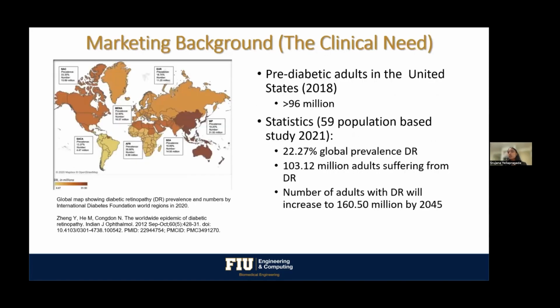Moving on with the clinical need, according to a 59 population-based study in 2021, 103.12 million adults suffer from diabetic retinopathy, and this number is going to drastically increase by 2045.